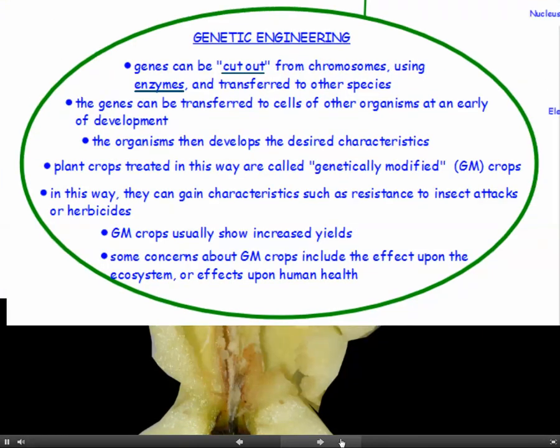So plant crops treated in this way are called genetically modified or GM crops. And in this way, they can gain any characteristic that you want. An example is resistance to insect attacks or resistance to herbicides. GM crops usually show increased yields. That means we get more food from them. But some people are concerned about GM crops because they're not sure about the effect upon the ecosystem or effects upon human health if they enter the food chain.